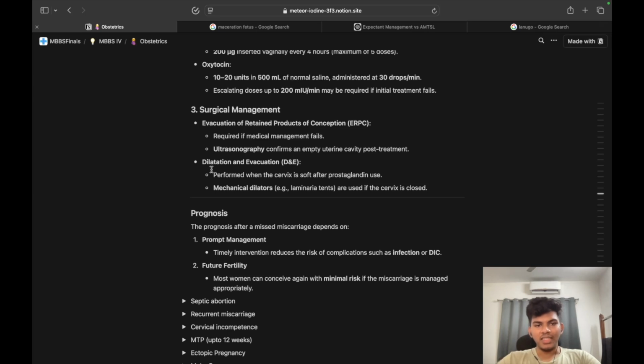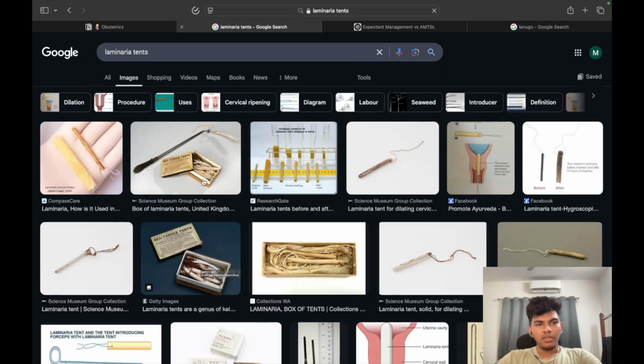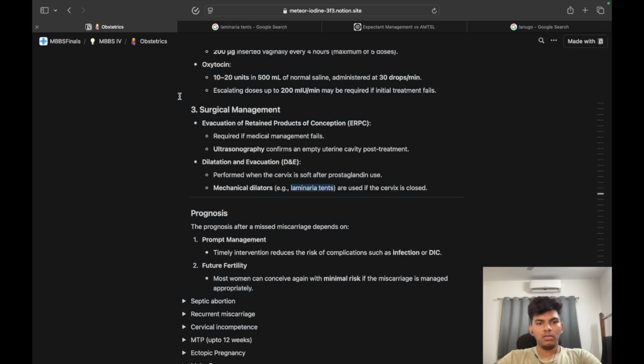Dilatation and evacuation, D&E, is performed when the cervix is soft after prostaglandin use. Mechanical dilators, for example laminaria tents, are used if the cervix is closed. So, let us see how laminaria tents look. This is used in this case.